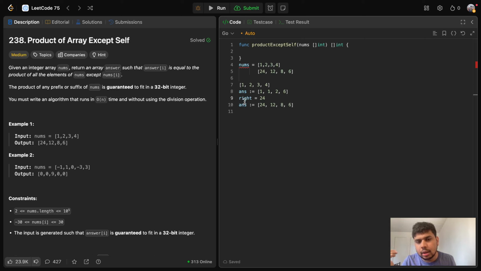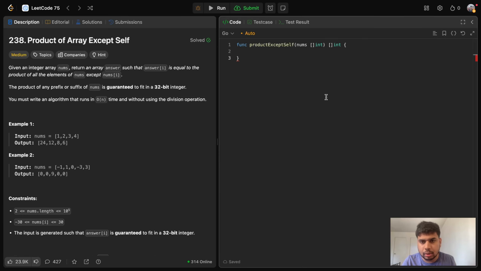I know it is difficult to understand this logic, what I did here. So let me write out the code. I think when you see the code, you will understand it in a much better manner. So let's jump into the code. What is the first step? First step, declare the answer slice and any initialization if there is any. I'm calling it answer because, as I mentioned, I'm calling the prefix multiple array the answer.